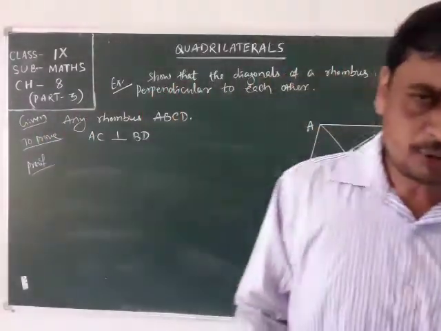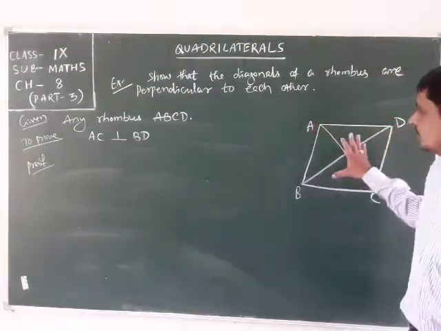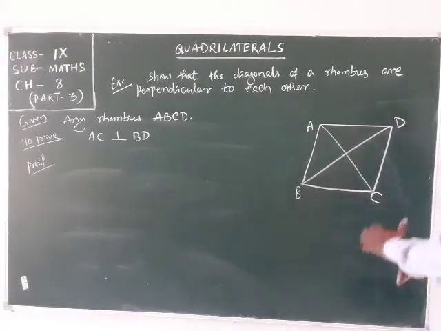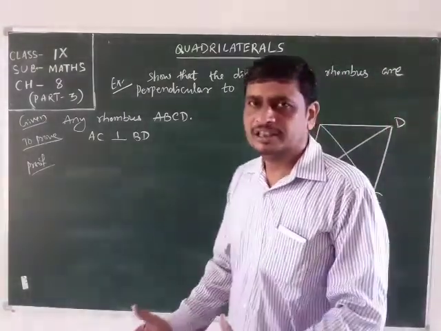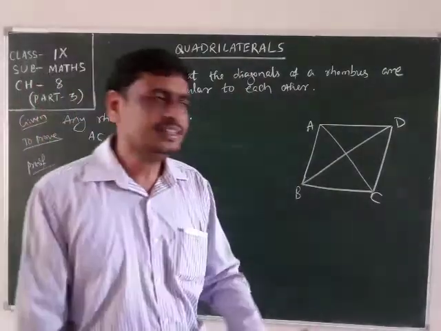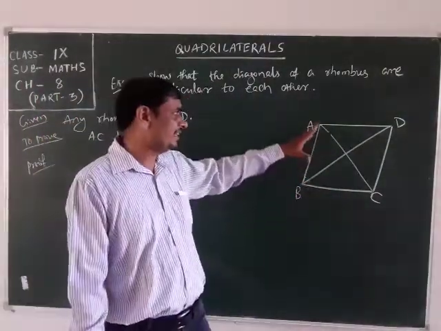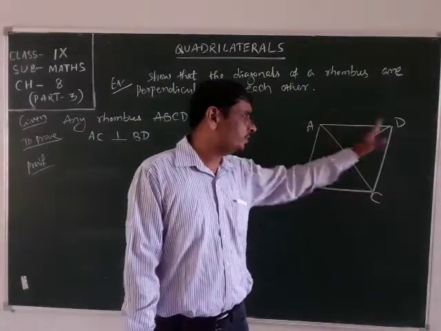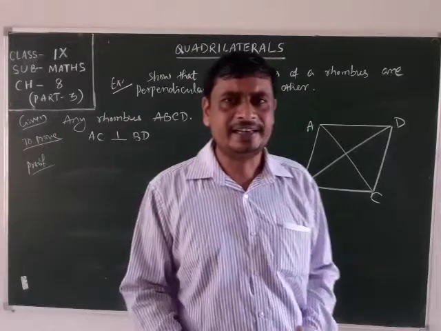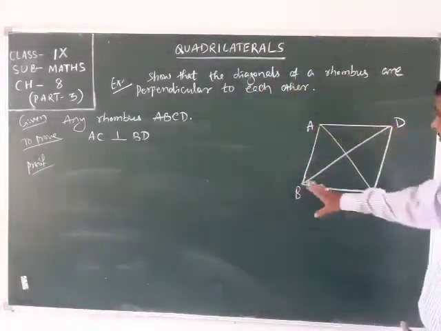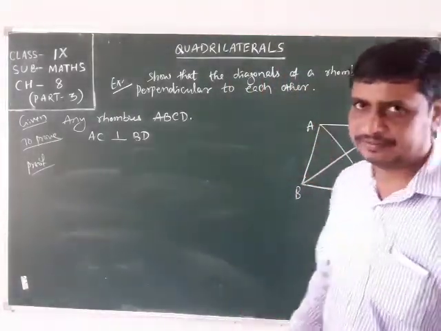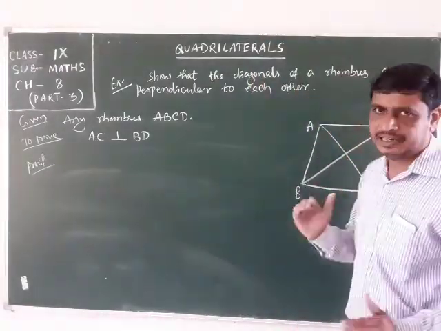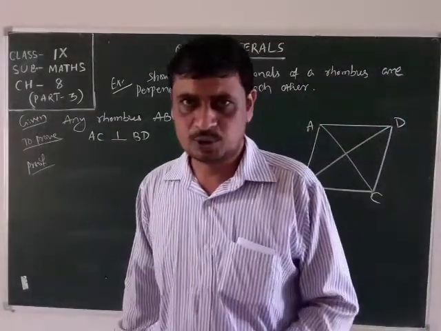Here we know the properties of a rhombus. A rhombus is a type of parallelogram in which all the sides are equal in length: AB equals BC equals CD equals AD. That's why the parallelogram ABCD becomes a rhombus. Here opposite angles are equal and the diagonals bisect each other also.